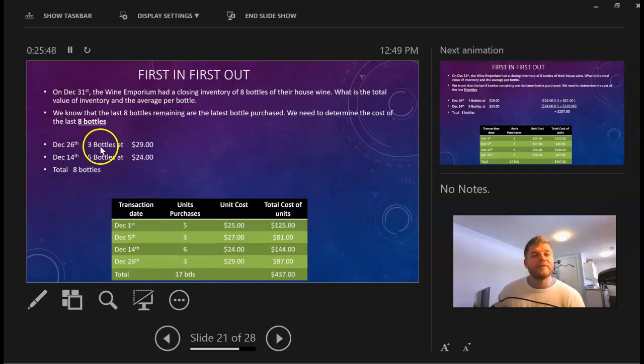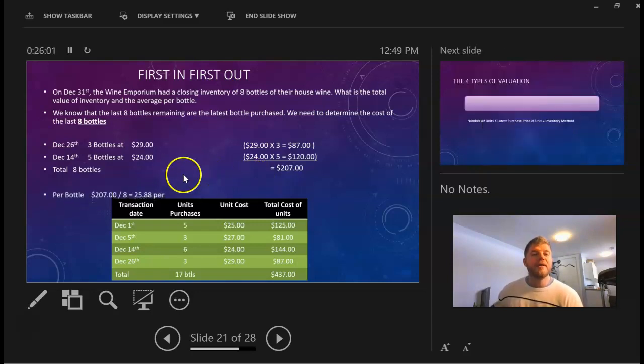And what we're going to do is find out, okay, 3 bottles cost us 29, the 5 bottles cost us 24. The total for our 8 bottles is $207 total. Therefore, our per bottle cost is about $25.88.